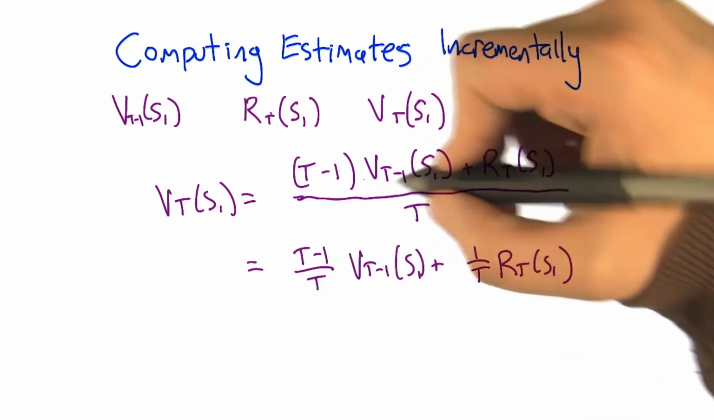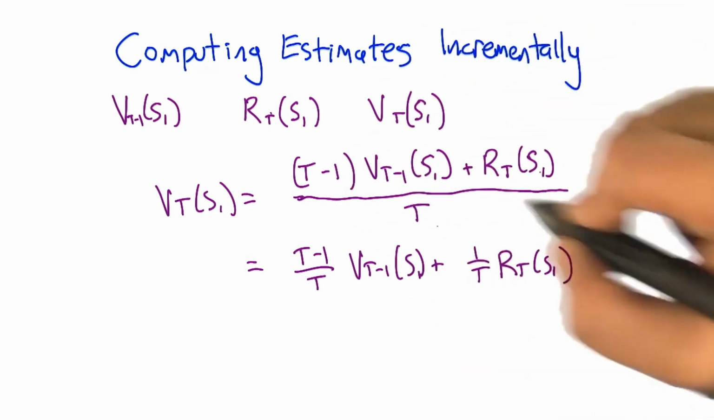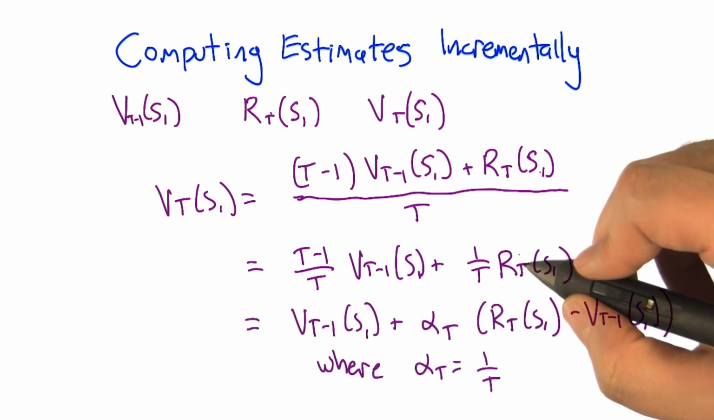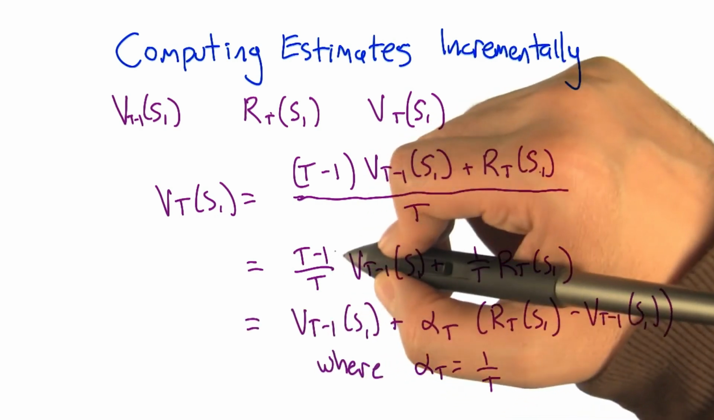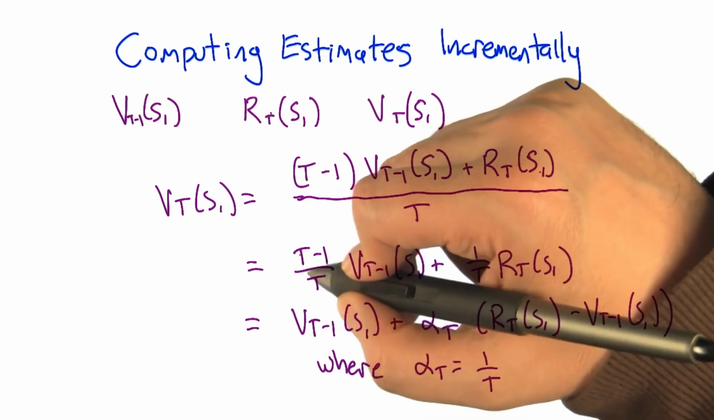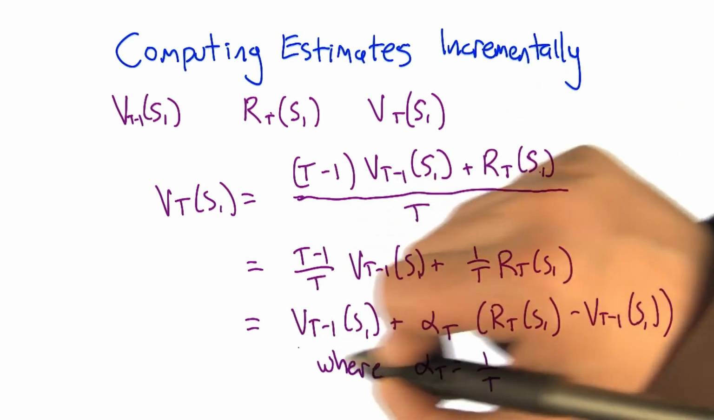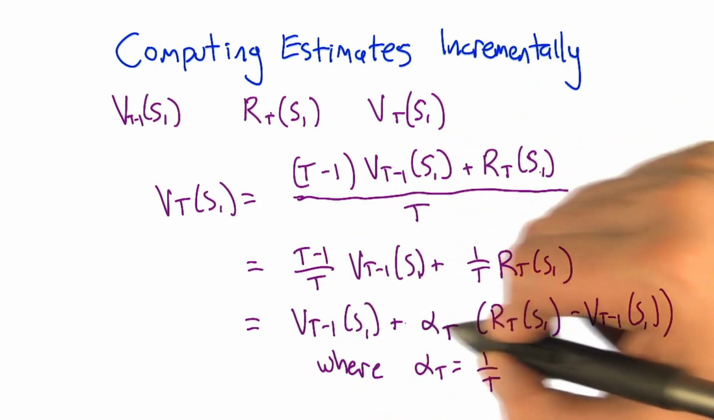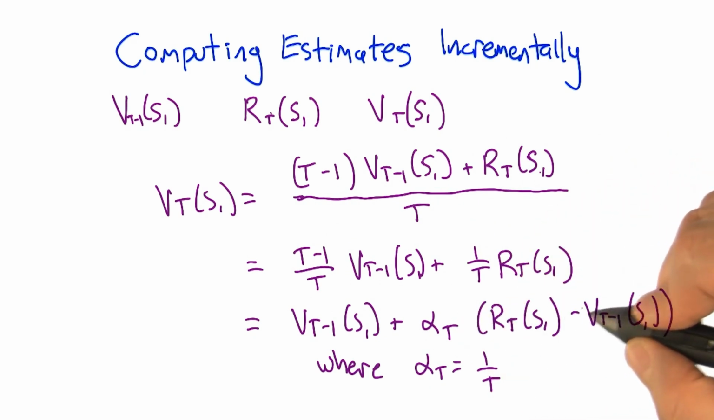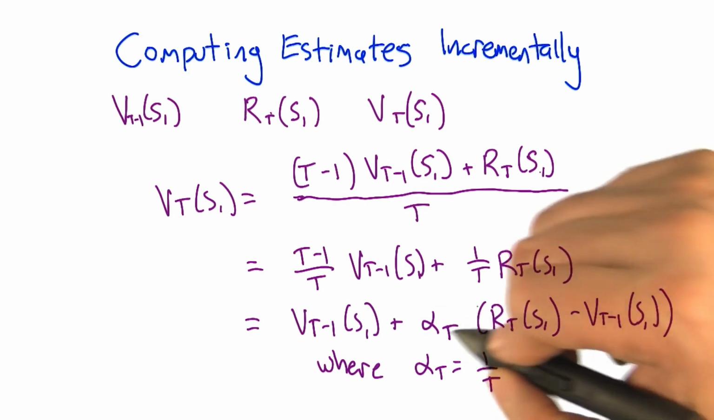Sure. So first I'm just going to divide through by this capital T and split it into two pieces of the sum. All right, and so then we can regroup things as follows. The main idea is that we split this (t minus 1) over t into a t over t and a minus 1 over t. So that gets us V_t minus 1 of S1 plus 1 over t of (R_t of S1 minus V_t minus 1 of S1). I wrote it kind of funky.